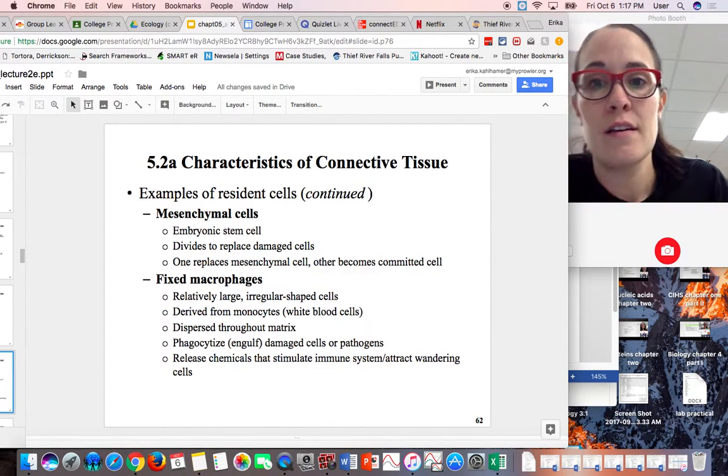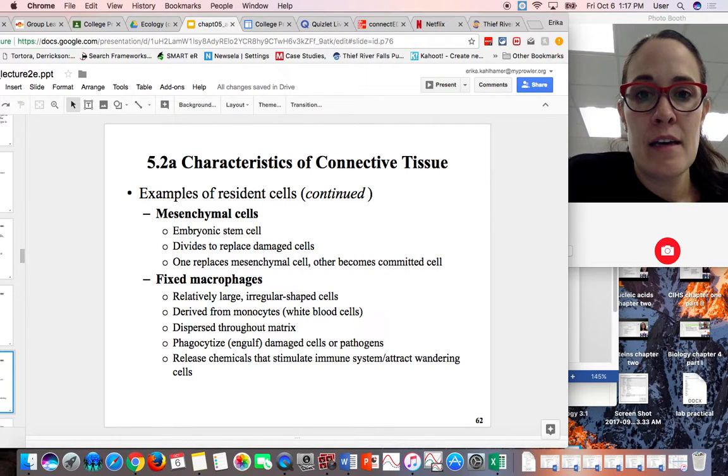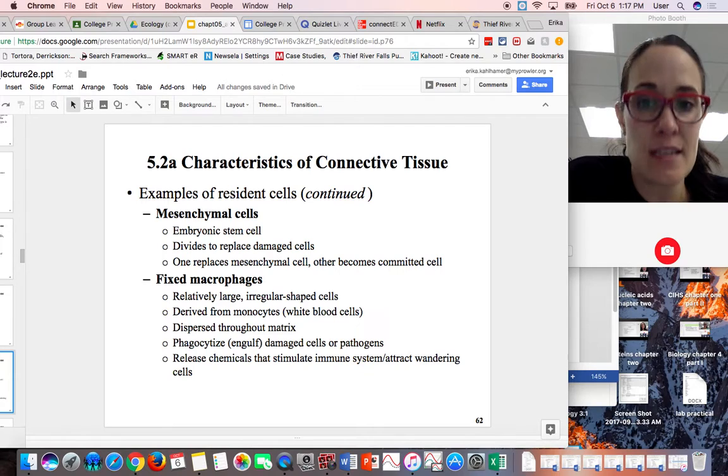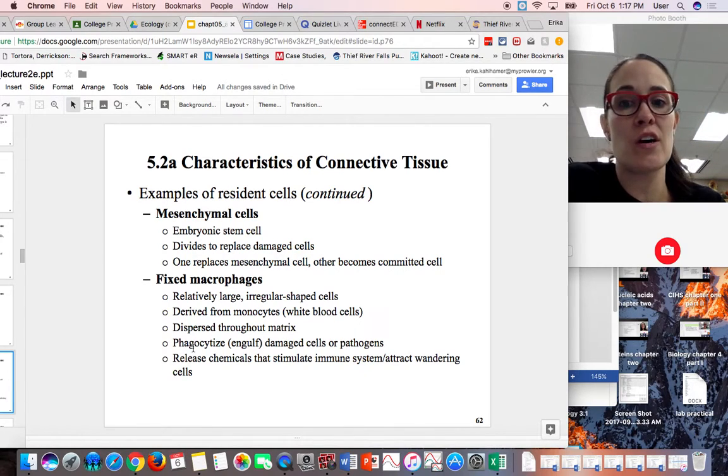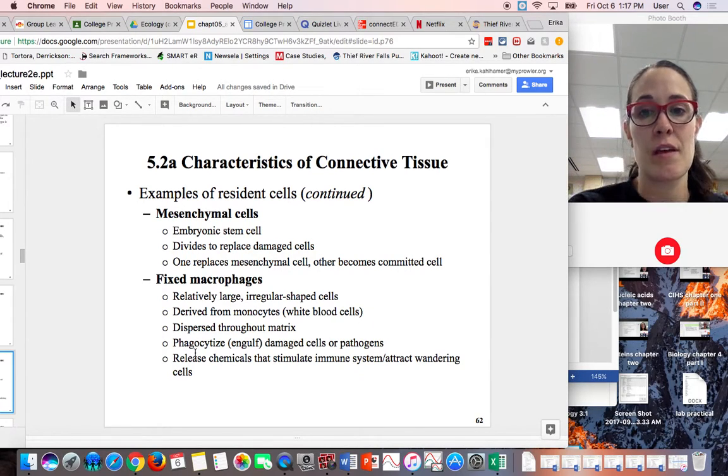Next one. A mesenchymal cell is an embryonic stem cell that's found in mesenchyme tissue. Another resident cell is a fixed macrophage. A macrophage is a white blood cell that is phagocytic, will ingest particles, and they're dispersed through the matrix of the connective tissue, and they sit there waiting to engulf things, to phagocytize them, possible pathogens or damaged cells.